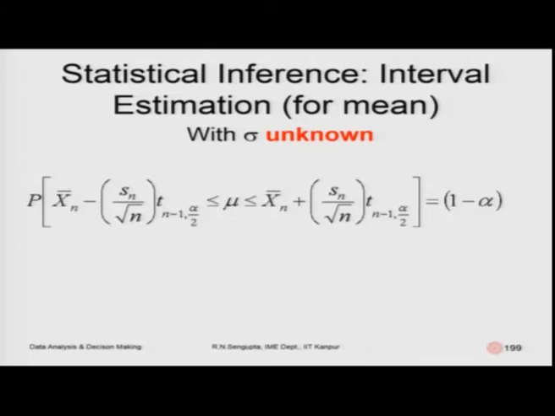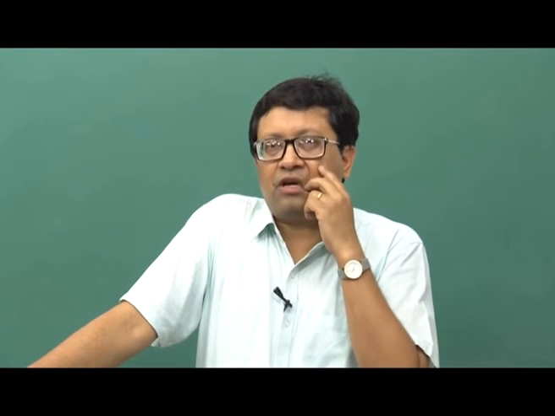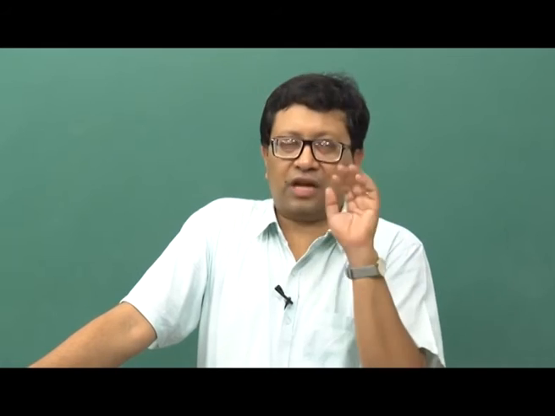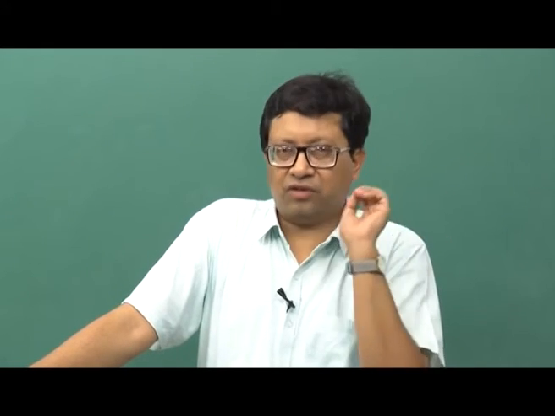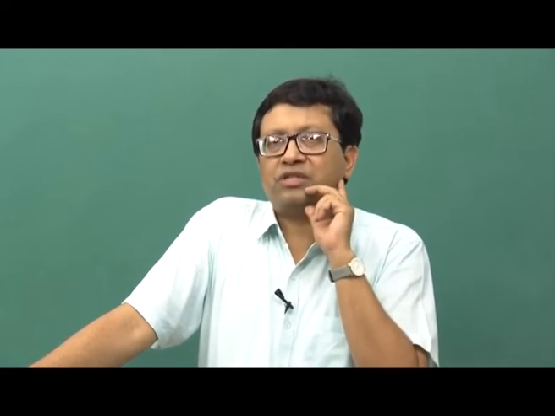Now, consider the case of statistical inference, interval estimation for the mean, with the standard deviation being unknown. The first question that comes is, if you are interested in finding out something about the mean value for the population, what distribution should we use? The answer, as we know, is either the z or the t. Now, why are we using t?